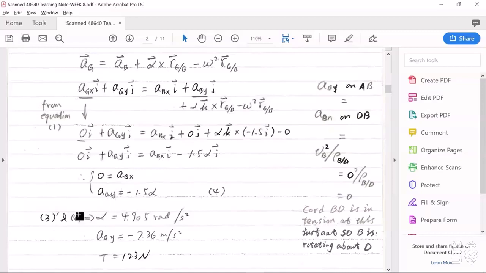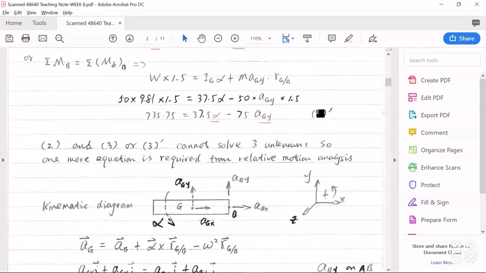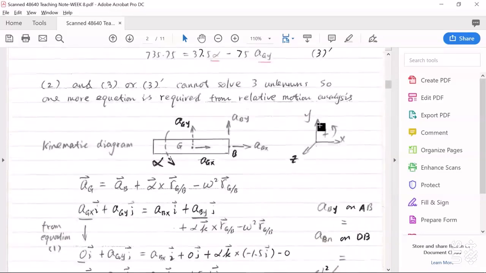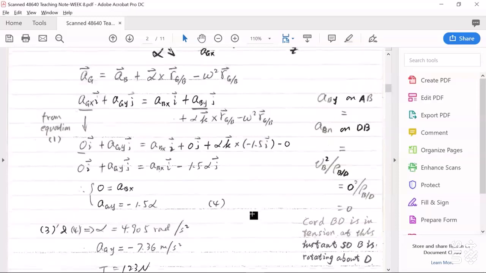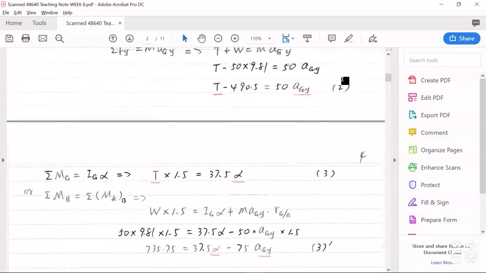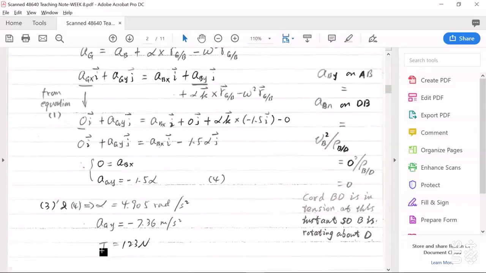Now, we use equation 3 prime and equation 4. This one, equation 3 prime. Then we can work out alpha. We can work out AGY. Then using equation 2, because we already know AGY, we can work out tension force T.